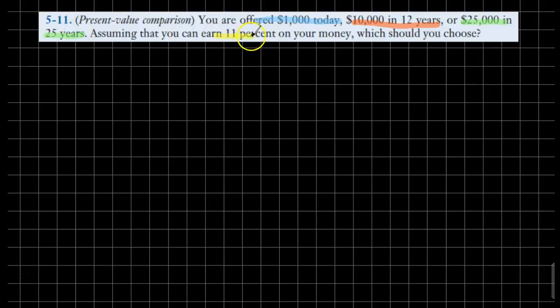Knowing that you can earn 11% on your money, so this is kind of your opportunity cost on any of your investments. So how to deal with it? Let's start with the first one. The present value of the initial one, so we can call it the blue investment, is basically $1,000 today.